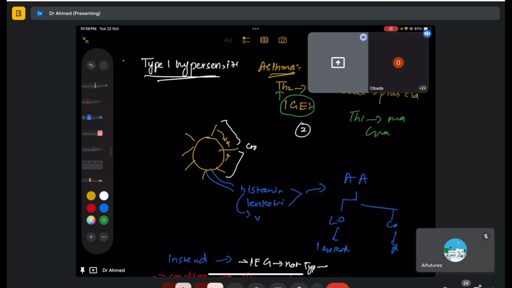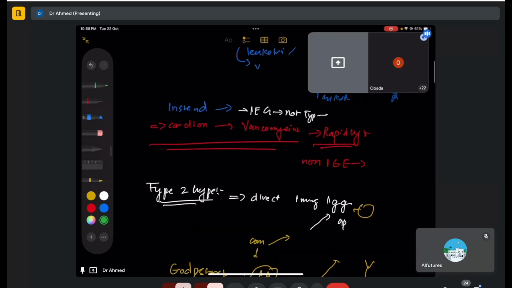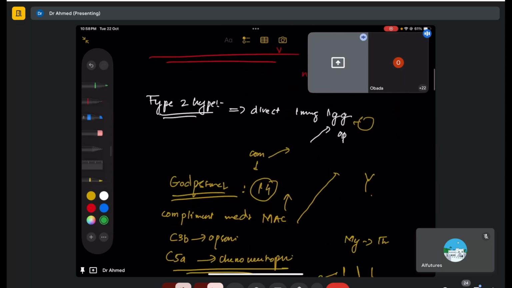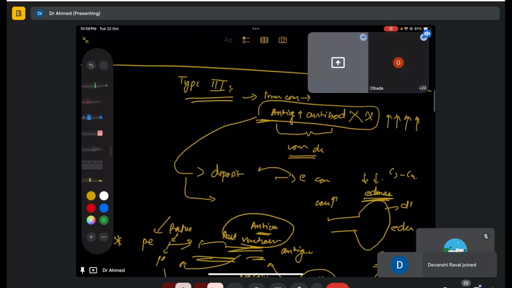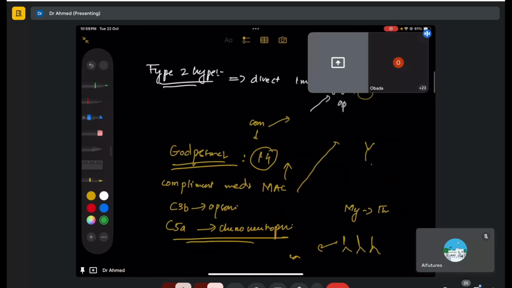They are going to cross-link, and as a result of that, you are going to see dumping of histamine and leukotrienes, right? Yes. Okay, just tell us about type 2 hypersensitivity. Type 2 hypersensitivity is all about direct antigen binding. Direct setting of your antibodies upon different structures. That will activate the complement system, which leads to cell destruction.